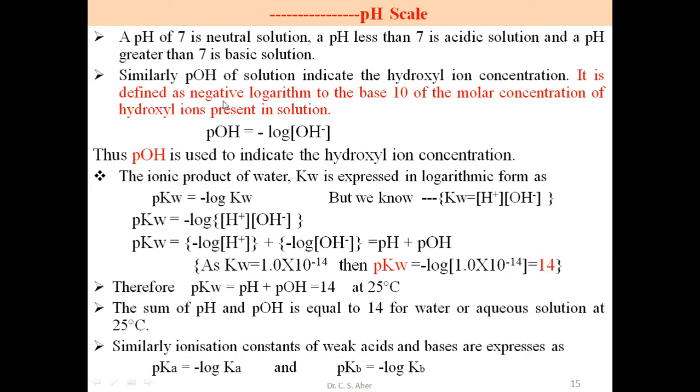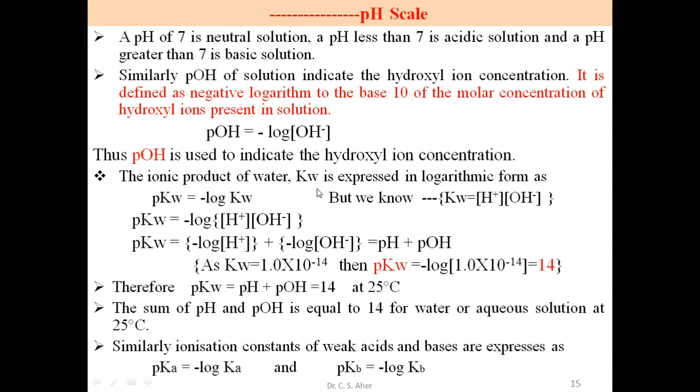Similarly, the pOH of a solution indicates the hydroxyl ion concentration. It is defined as the negative logarithm to the base 10 of the molar concentration of hydroxyl ion present in the solution. So instead of the H+ concentration, we have the OH- concentration. So pOH is equal to minus log of the OH- ion concentration. The square bracket represents concentration. Thus pOH is used to indicate the hydroxyl ion concentration.